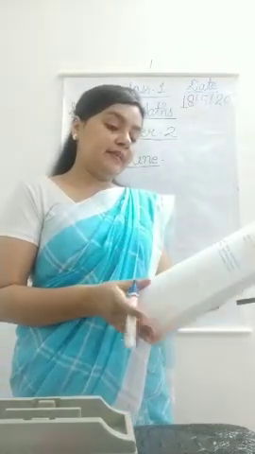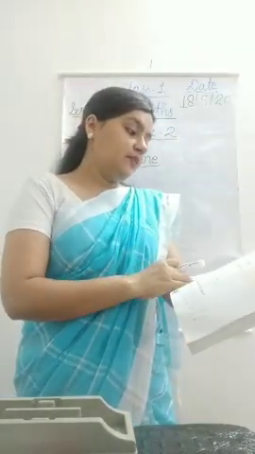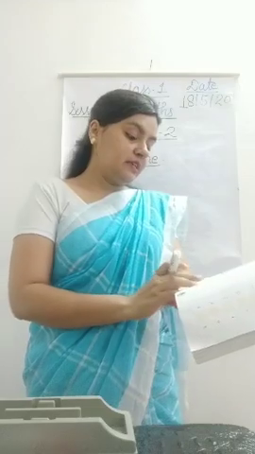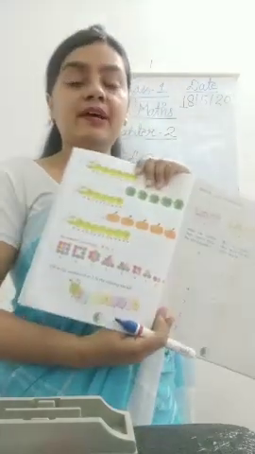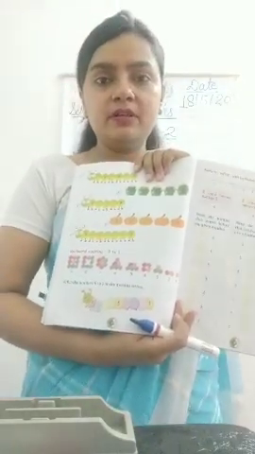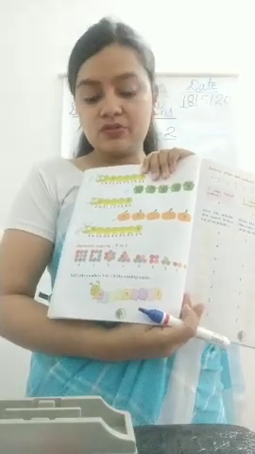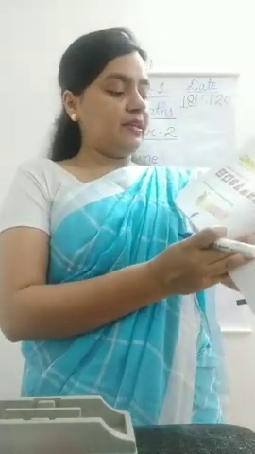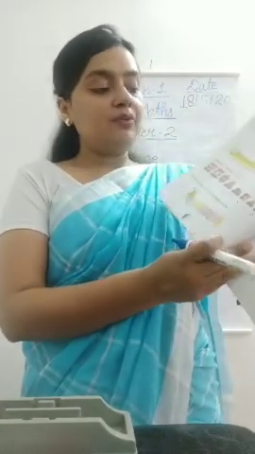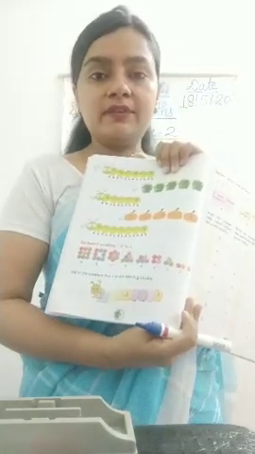What you have to do with the help of number lines. See, page number 28, one backward counting was left in the previous session. That you have to do. Page number 28, backward counting 9 to 1. This you have to do.